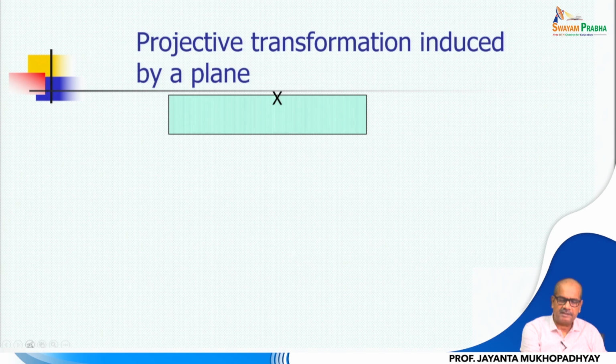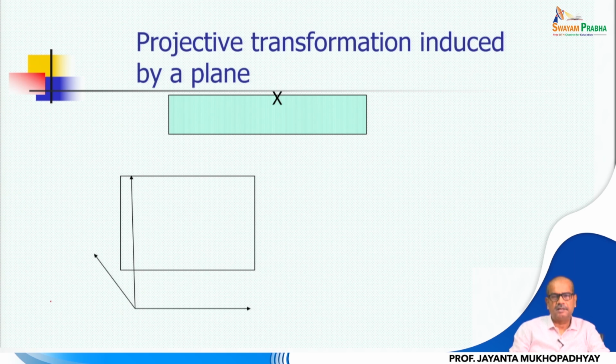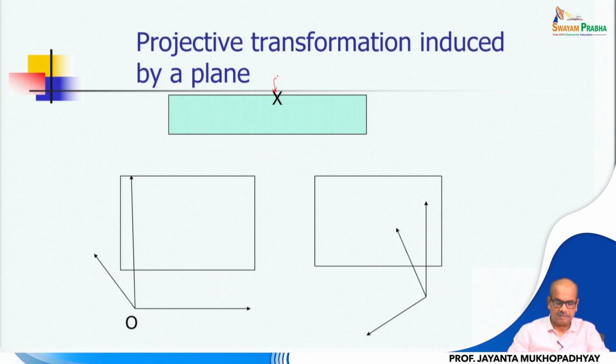First, let us consider the case when the projective transformation is induced by a plane. As you can see, I have just considered a plane here in the implicit 3D space which is defining the projections, and you have the 2D projection plane. So, consider a point x in that plane, and if I take the respective projection of x, I draw the projection ray from x to the center of projection O.